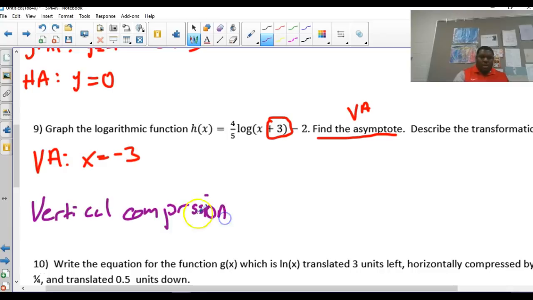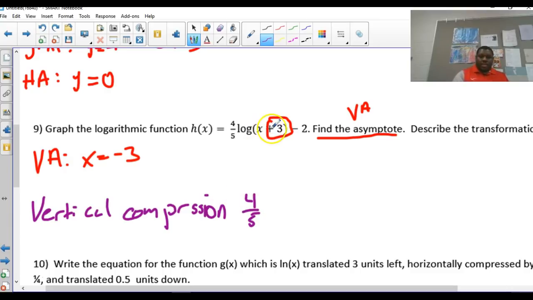Vertical compression by 4/5. Remember the rule here: if it's larger than 1, it's a stretch. If it's less than 1, it's a compression. And 4/5, that's not a whole pie, you think about it. You've got 4 out of 5 slices of pizza. That's not the whole thing, okay?